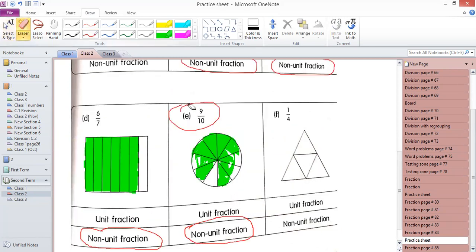Now, the last question of this worksheet, 1/4. To make it 1/4, how many parts should I color? Answer me in the chat box, guys. How many parts should I color to make it 1/4?